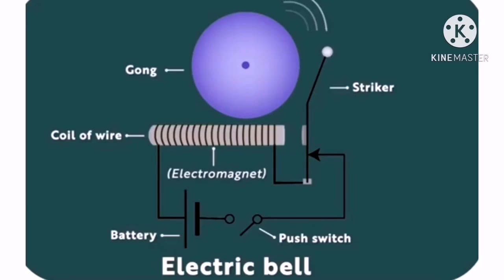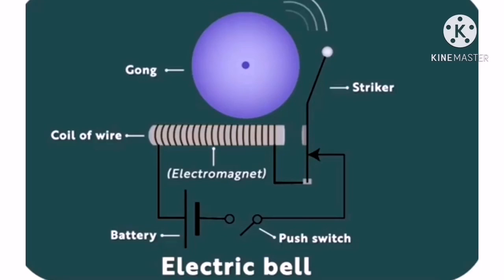Now students, let us understand the working of the bell. Listen carefully. A copper wire is wound around an iron piece. This coil acts as an electromagnet, as you can see in this picture. An iron strip along with a striker is fitted near the electromagnet. A contact screw is in touch with the strip.